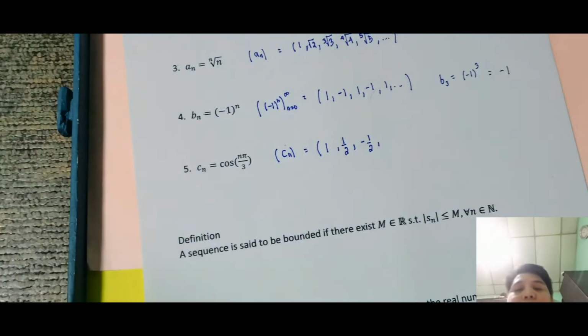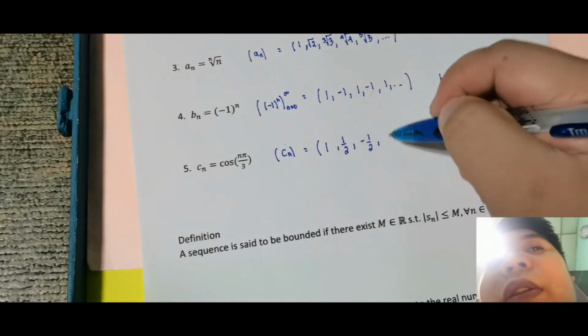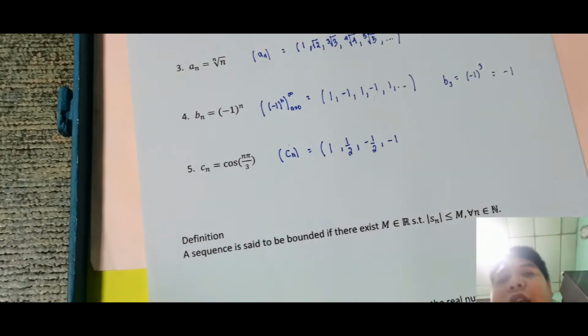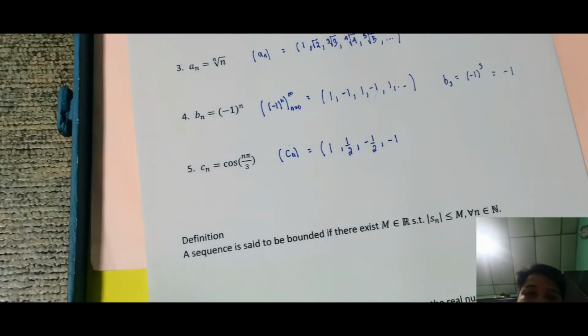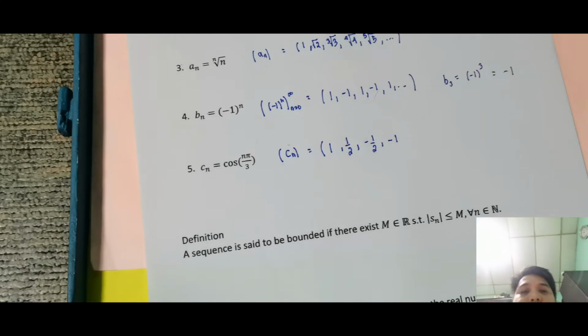Next, for n is equal to 3, that is 3 pi over 3, which is pi. So cosine pi is negative 1. Okay. Next, for n is equal to 4. So that is 4 pi over 3. So for n is equal to 3, that is negative 1. For n is equal to 4, sorry.